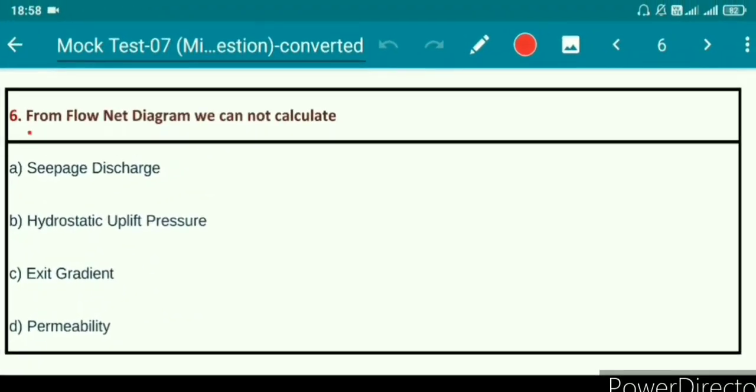Question number 6. From a flow net diagram we cannot calculate option A seepage discharge, option B hydrostatic uplift pressure, option C exit gradient, option D permeability. Right answer is option D, permeability.